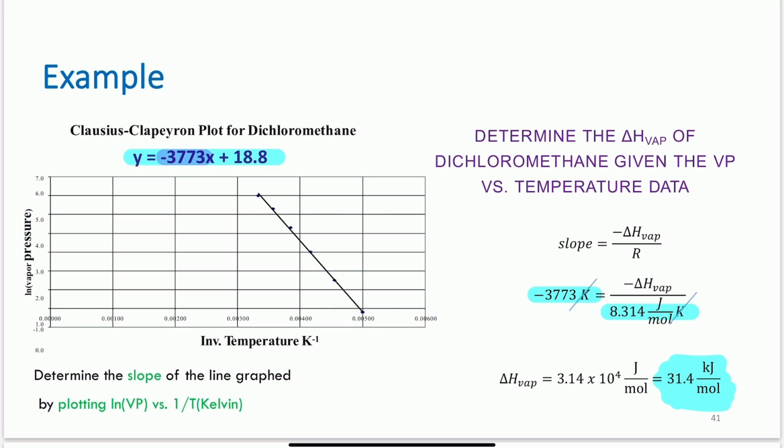So you determine the slope of the line graph by plotting the natural log of vapor pressure versus 1 over temperature in Kelvin specifically. If you're practicing any of these problems in your book, make sure you're plotting it this way. The vapor pressure is a function of your temperature. That means the natural log of vapor pressure goes on your y-axis, and 1 over temperature, temperature in Kelvin to the negative 1, goes on your x-axis. You determine that slope and you can then use that information for another calculation.